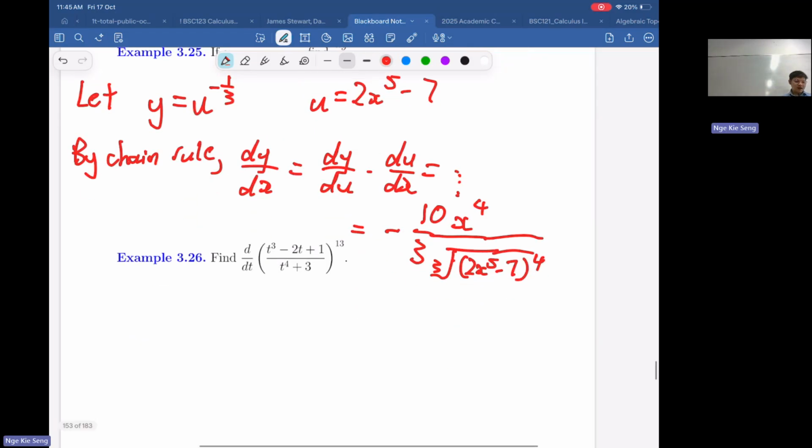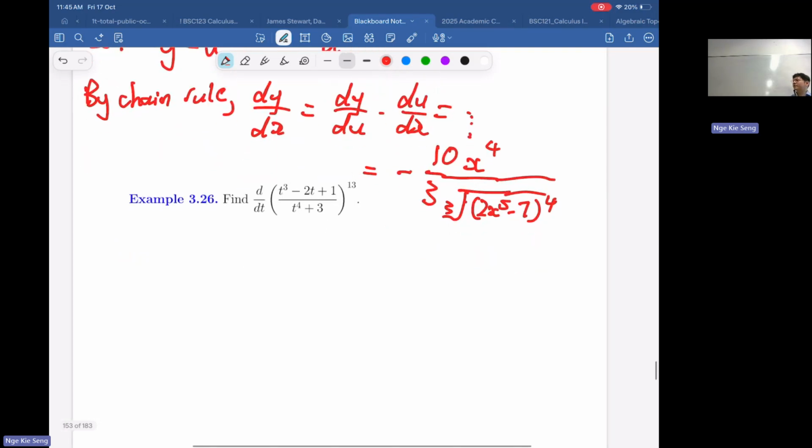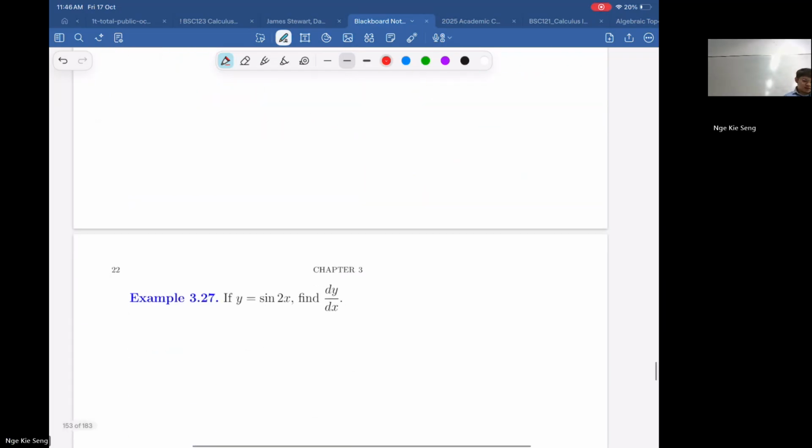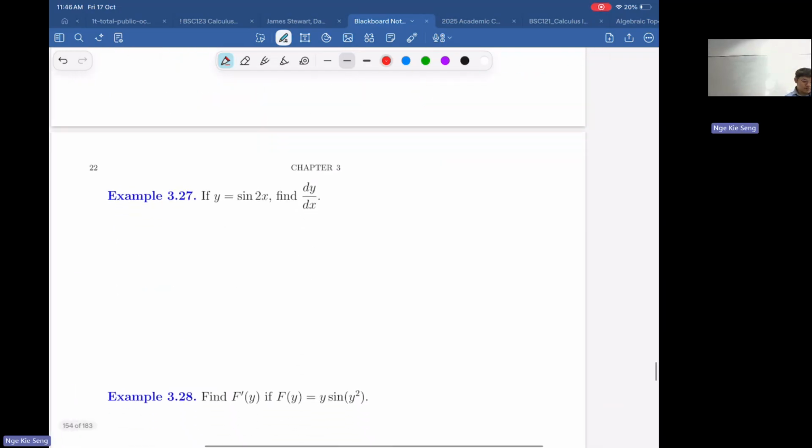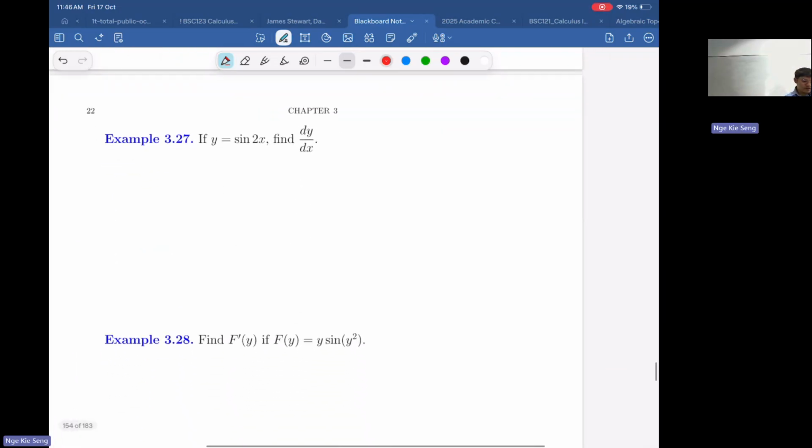Okay, how about 3.26? What's your U? You will set everything inside the power as a U, right? Okay, and then you differentiate. Your U will be using the quotient rule. Okay, so we are combining rules to use. And then you should get some very long answer. I don't think you can simplify it. Okay. So the rest is very similar.